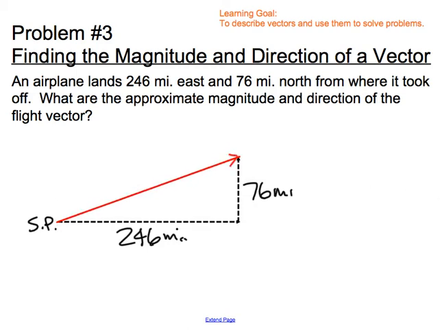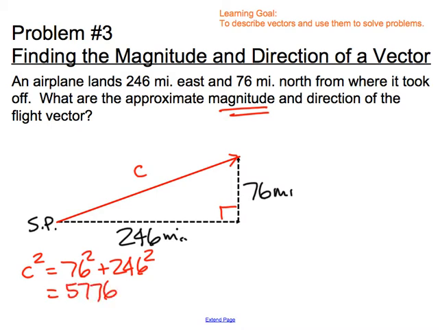So section 8.5 is kind of the culmination of a bunch of different things. The first thing that we need to do is find the magnitude. Since east and north meet at a 90-degree angle, we can include that in our diagram. Because this is a right triangle, we can find the magnitude by using the Pythagorean theorem. So in this case, we know that c squared has to equal 76 squared plus 246 squared.